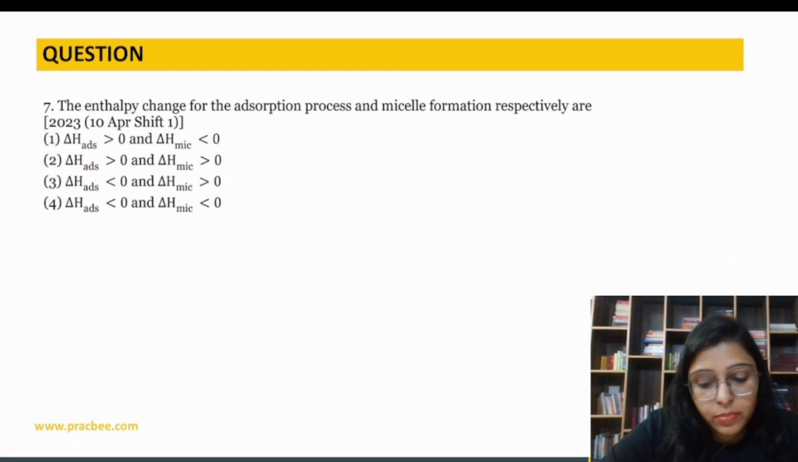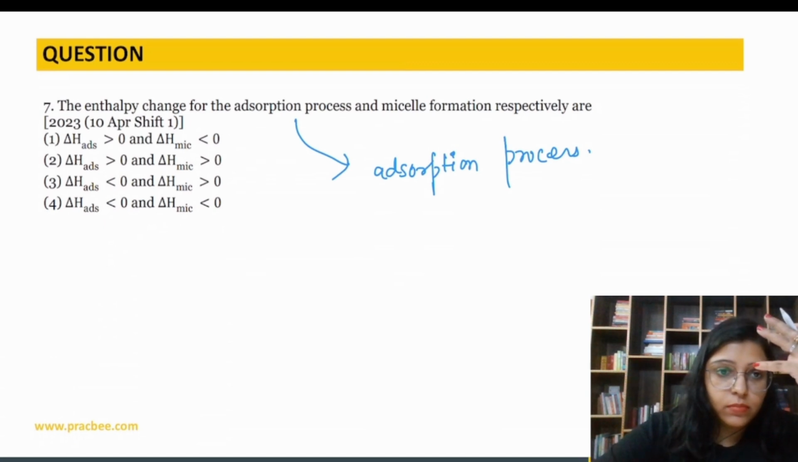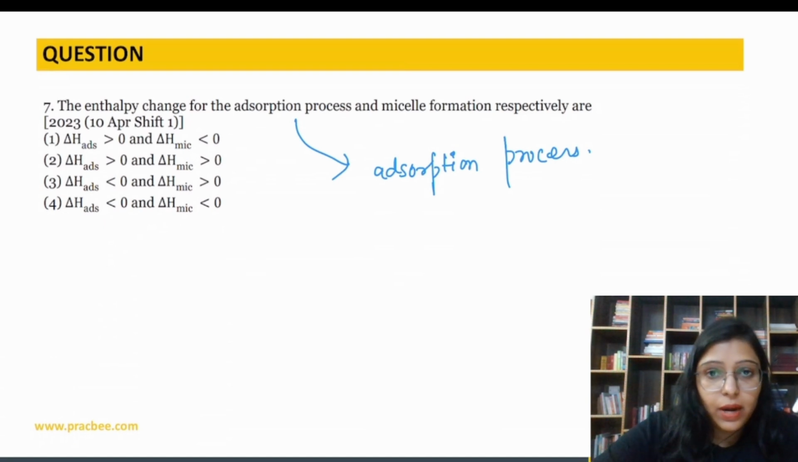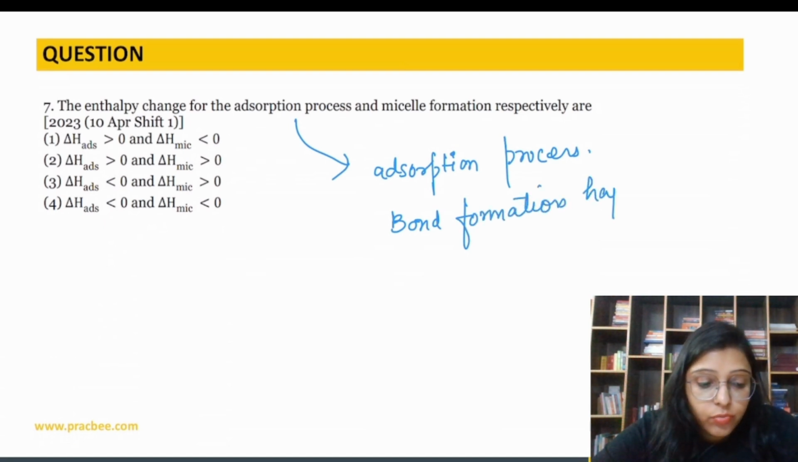So let's do question number 1. Enthalpy change for the adsorption process. So what happens in the adsorption process? Some solute particles get adsorbed on the surface of the adsorbent. This is the process. So the adsorption process is an exothermic process because during adsorption bond formation happens. If bond is formed, energy is released. So delta H is less than 0.